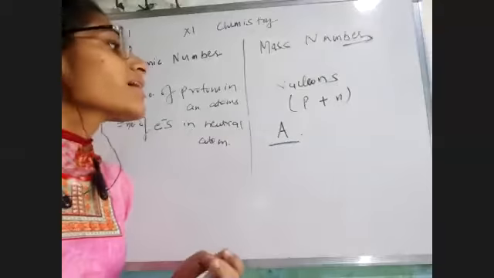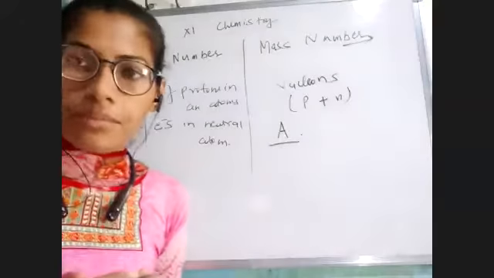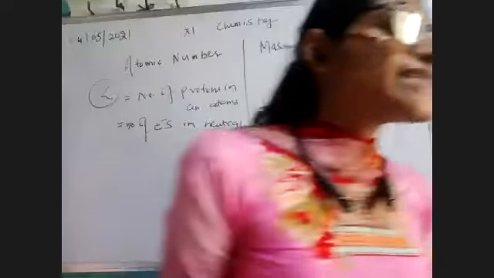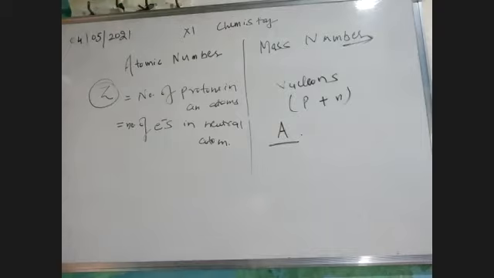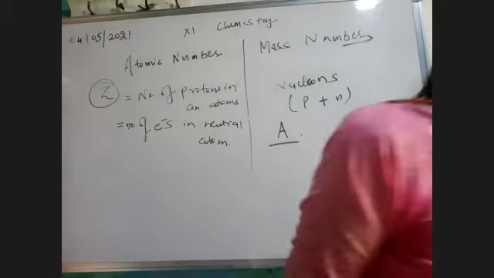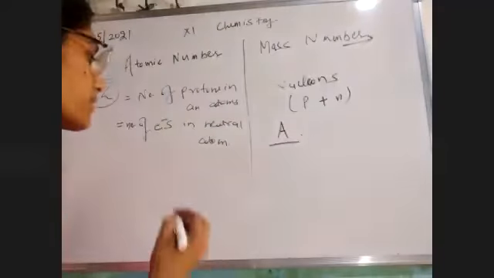How should we find A? A equals the number of protons plus the number of neutrons. Let's take a simple example, and you would quite easily tackle this topic. Okay, we have in our book bromine. We have bromine.